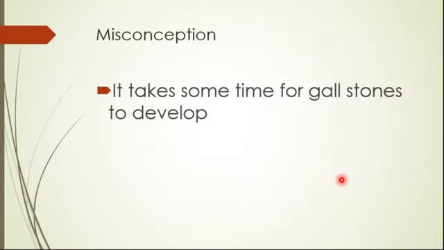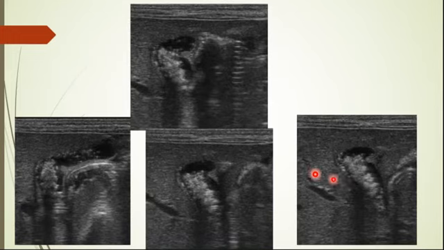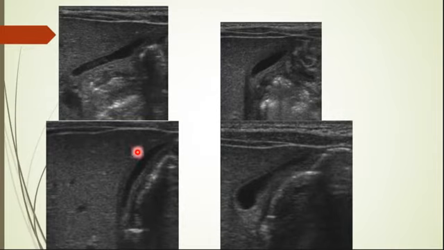Another misconception is that some of us might think that it takes some time for gallstones to develop, and this is not correct. The correct thing is that gallstones can develop in a short time, and they can also sometimes disappear. For example, you can see here cephalosporin or claforan induced pseudolithiasis of the gallbladder in a neonate during the treatment. This was a neonate treated with claforan, and within a few days he developed all these large and thick gallbladder stones, and when they stopped the treatment, this was his gallbladder. They totally disappeared. It turned back to a normal gallbladder.